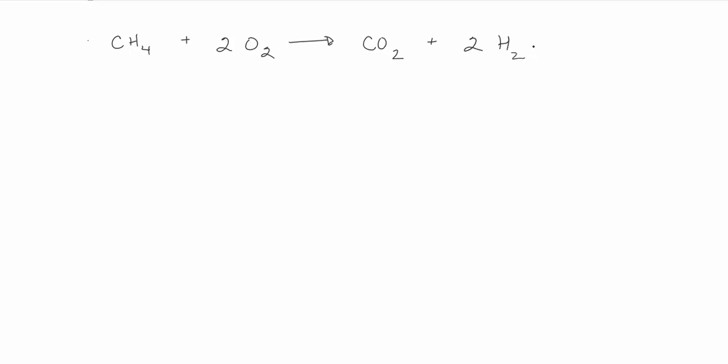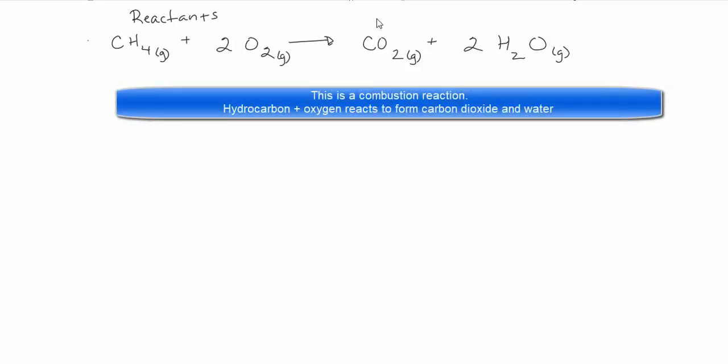Now, a lot of times when you see a chemical equation written out, you will also see little letters in parentheses. Those little letters indicate the phase of matter. So again, over here on the left, we have our reactants. And on the right, we have our products.